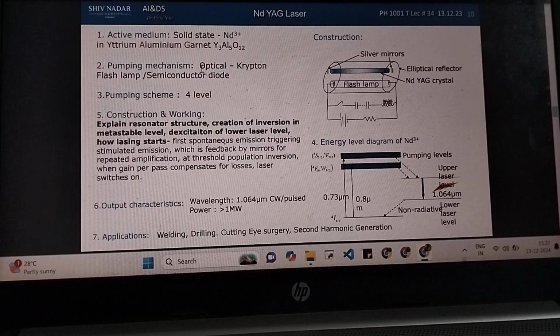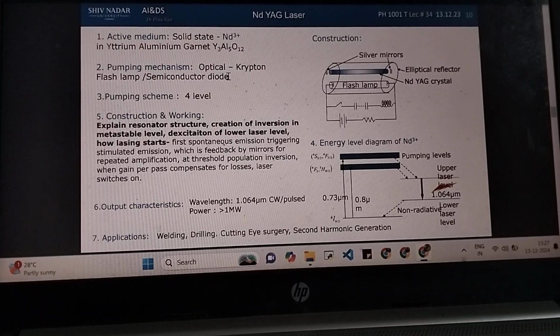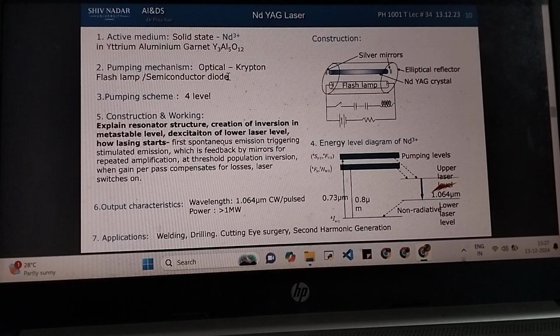A krypton flash lamp or semiconductor diode is used, and light is shone onto the active medium. This light energy is used to remove electrons from the ground level and fill them to the pumping level. Pumping scheme is 4 level, meaning your ground level and lower laser level are not the same. I have explained more about 3 level and 4 level in a separate video on pumping schemes. So if you're not quite familiar with that, I would encourage you to watch that.